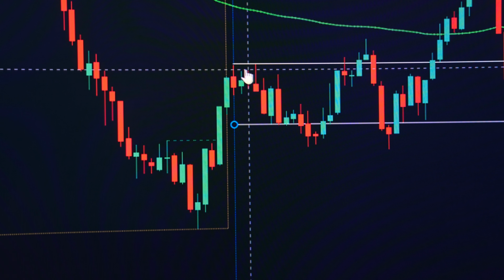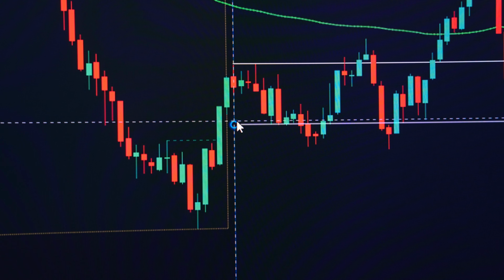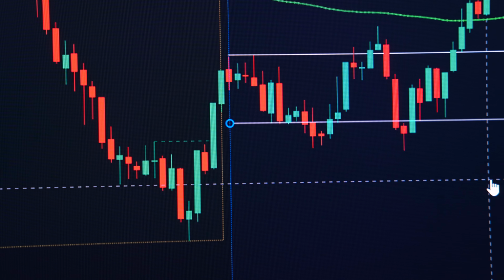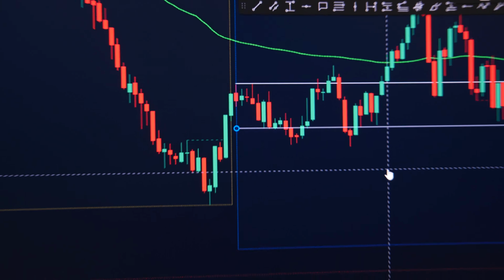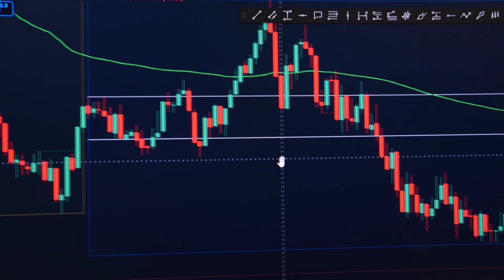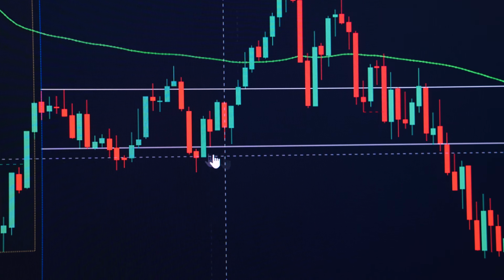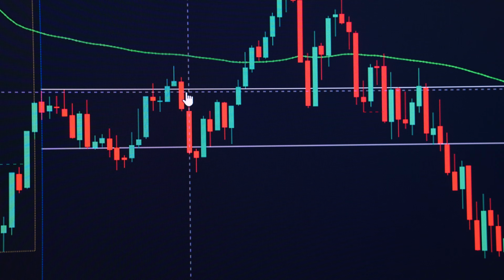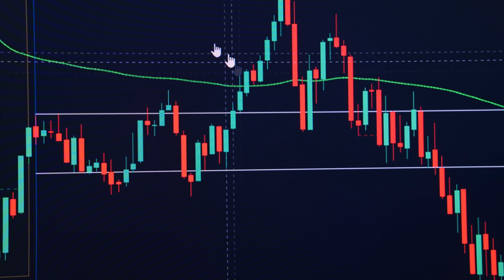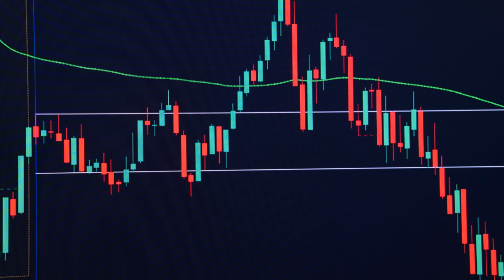Okay, and now I got my high and I got my low of the first 30 minutes of the session. Now what I like to do is wait for price to show me what direction it wants to go in. You also want to look at the higher time frames, like the 4-hour and the daily, to determine what type of trend you're in.